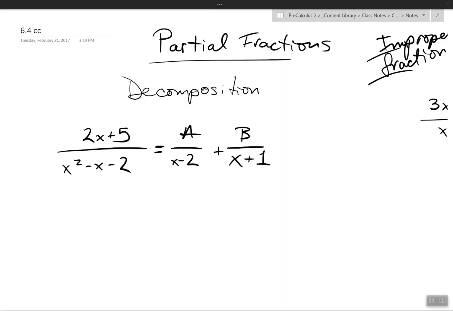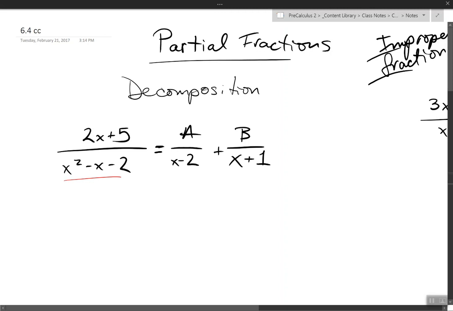Section 6.4 is about partial fraction decomposition. So partial fraction decomposition is kind of the opposite of what we've always been trying to do in terms of getting a common denominator to be able to add or subtract fractions. Today what we're going to do is start with a fraction in the denominator and pull it apart into two separate pieces that we can then add or subtract.